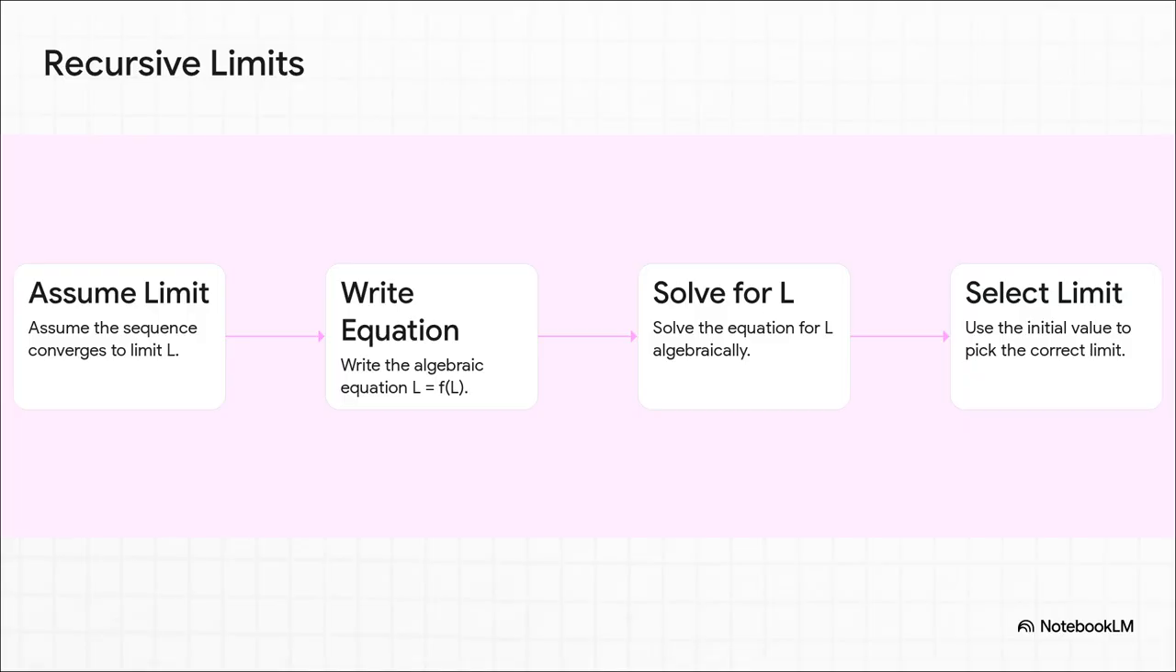To find where a recursive sequence ultimately lands, the trick is amazingly elegant. Just assume it already converges to a limit. Let's call that limit L. Since the terms get infinitely close to L anyway, you just swap out the sequence terms in your formula for L, and boom, you have a beautiful algebraic equation to solve.